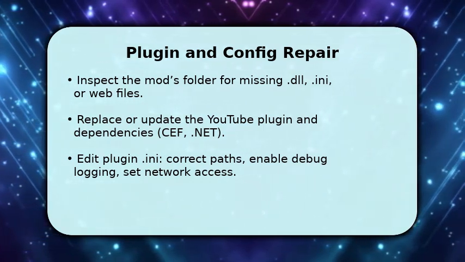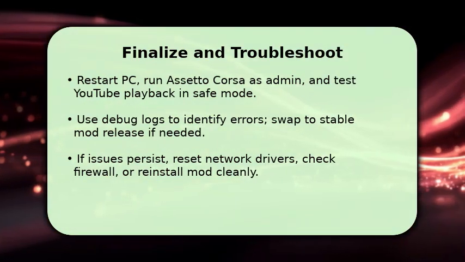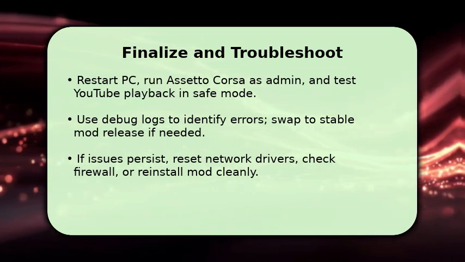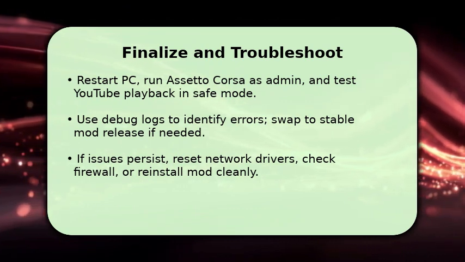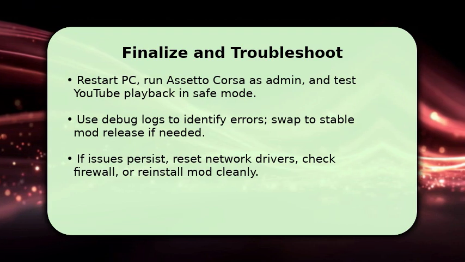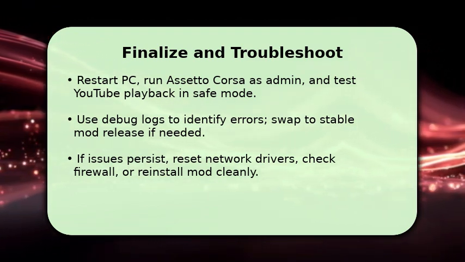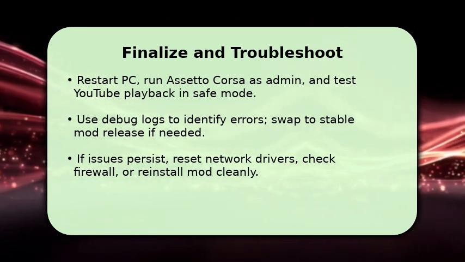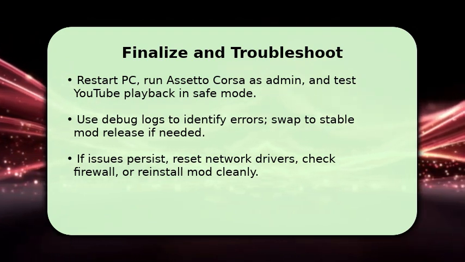You finish by restarting the PC and launching Assetto Corsa as administrator to ensure permissions aren't blocking the player. Test YouTube playback in safe mode to isolate other mods. Then review the plugin debug logs for specific errors like missing codecs or blocked sockets, and revert to a known stable release if the current build is unstable. If problems remain, reset network drivers, inspect firewall rules, and perform a clean mod reinstall. Quick troubleshooting tip: if playback shows a black screen, toggle hardware acceleration.